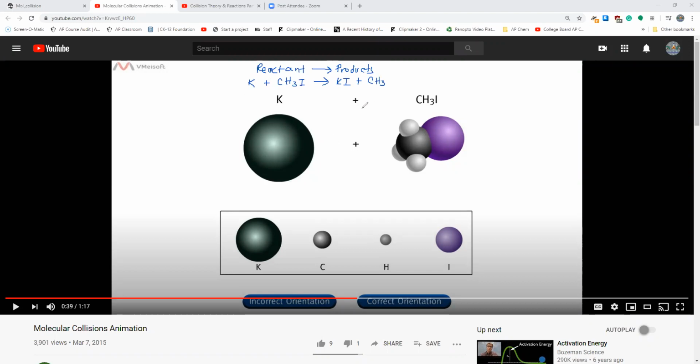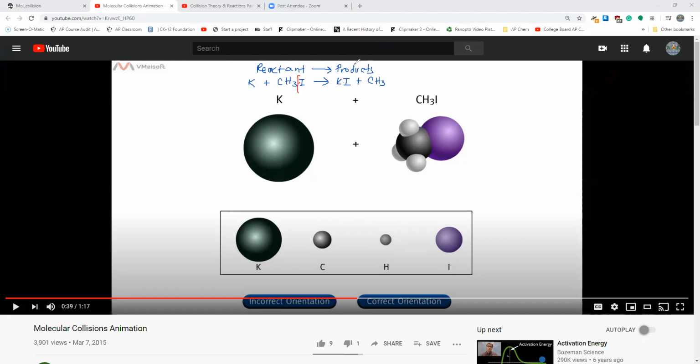In order for this reaction to take place, the bond, and let me just change the color so you can see, the bond over here needs to break. This needs to be free so that it can be over here with K to form this new bond. Okay? So this old bond needs to break and a new bond needs to form. And in order for that to take place, they have to collide with enough energy, fast enough, forceful enough to break that old bond, and with proper orientation so that they can form the new bond.